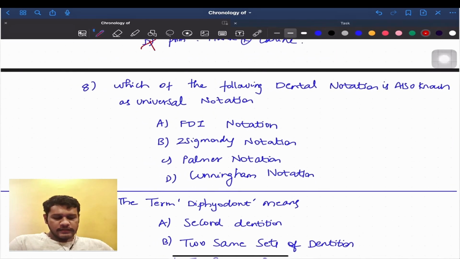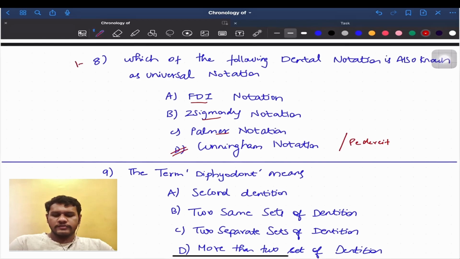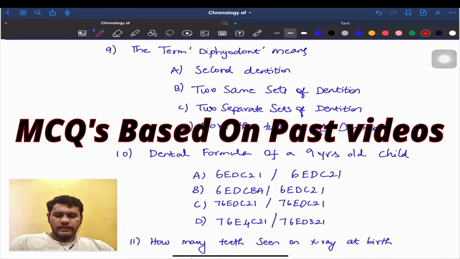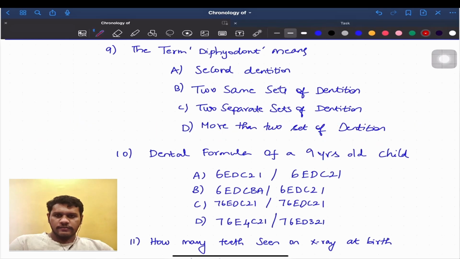Which of the following dental notations is also known as the universal numbering system? I mentioned Cunningham. He also proposed a similar thing as Petrit, the author of the universal numbering system. So the answer is Cunningham notation. Questions 1 to 8 are the possible questions. They can be reframed, and some other things might come from the tooth numbering system. You try answering these questions. This was taken from the previous videos like chronology of primary and permanent dentition.